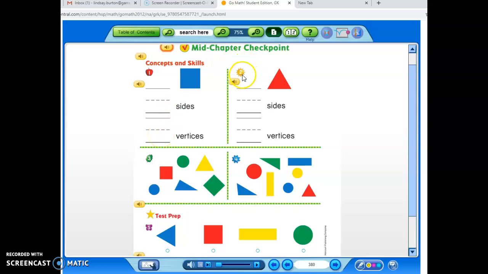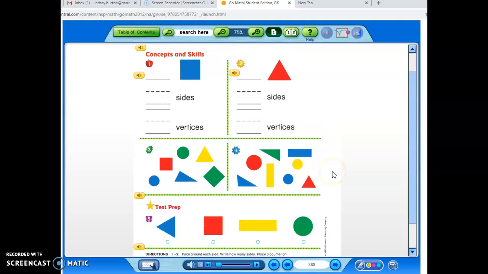Alright, we're going to do the same thing by the yellow sun for this triangle. I want you to count and write how many sides it has, and then count and write how many vertices it has.